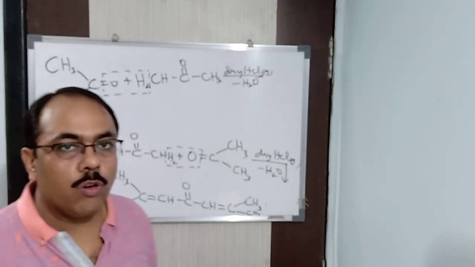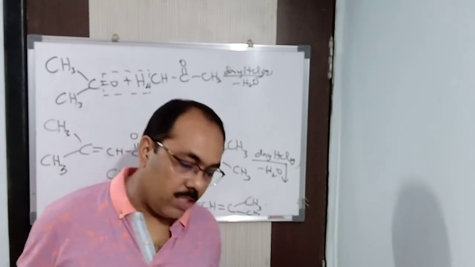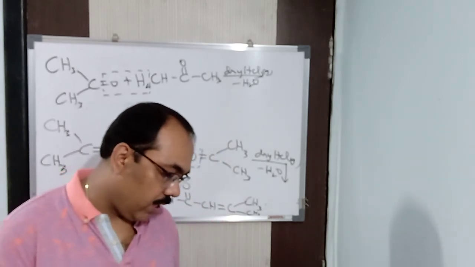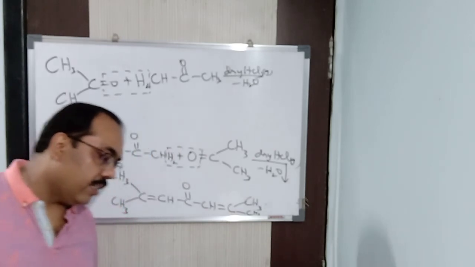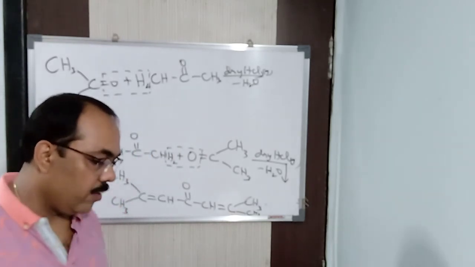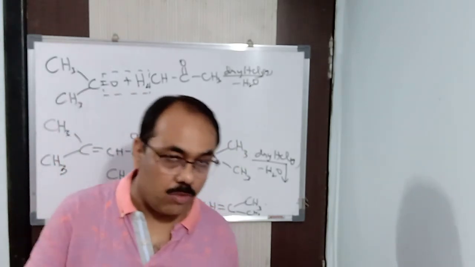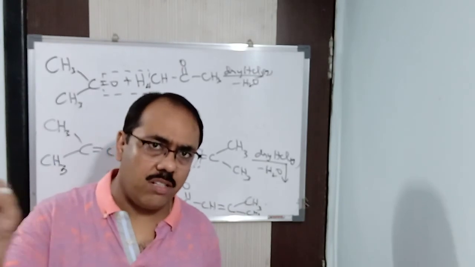This is known as phorone, P-H-O-R-O-N-E. Got it? It is called phorone. Clear? Now, if I take 3 molecules of acetone, let me tell you, you can write it down: 3 molecules of CH3COCH3.